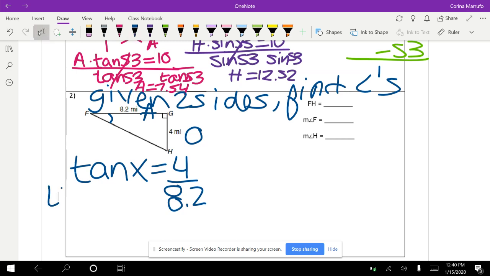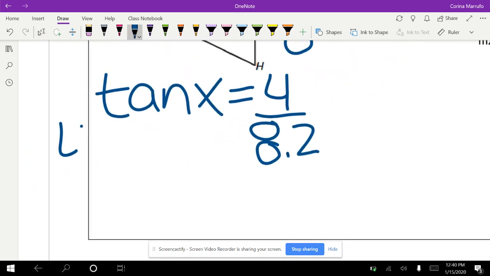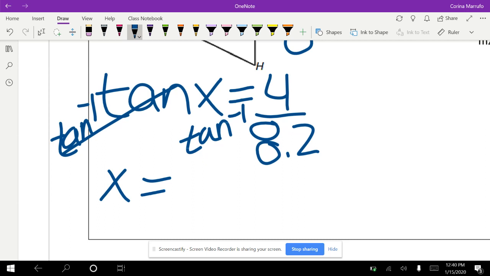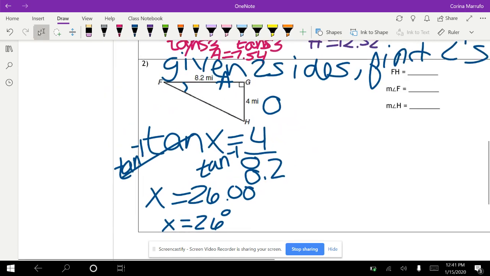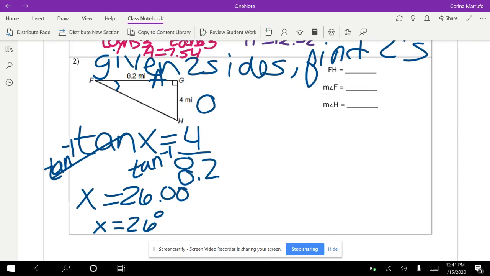So let me zoom in a little bit. We put tangent inverse, and what we do to one side, we have to do to the other side. This cancels, and we're left with X equals, and we punch in our calculators, inverse tangent of 4 divided by 8.2. And that gives us 26.00. So for the angles, we're going to round to the nearest degree. So that is going to be 26 degrees, okay, which we had found angle F first. So that's what I'm going to fill in here.